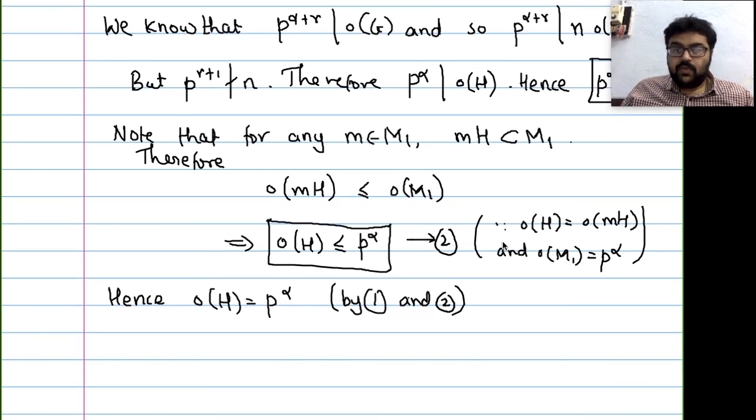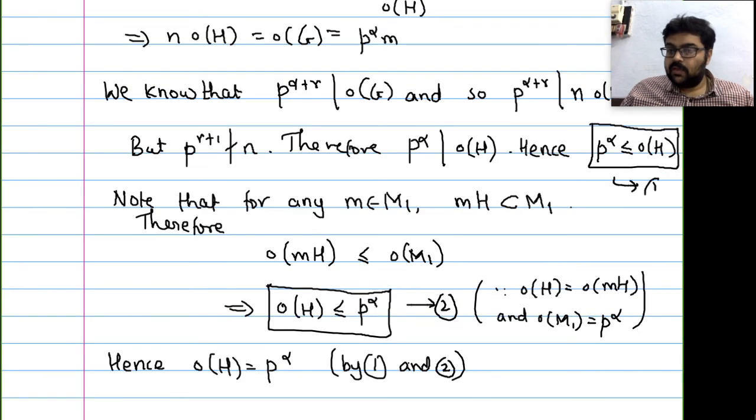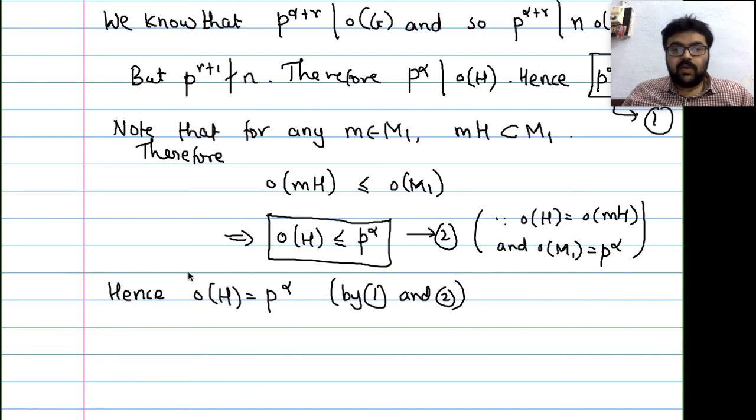This is 2 for us. This should be 1 for us. Okay, so H is a subgroup of order p power alpha. This is what we wanted to prove. And this completes the proof, except that we have to verify all these things.